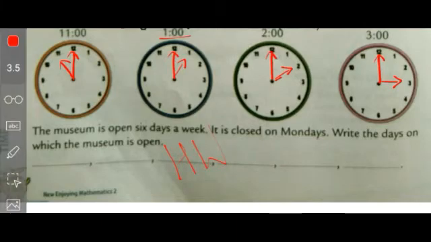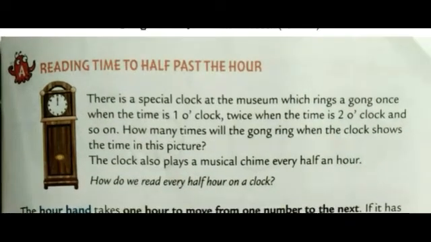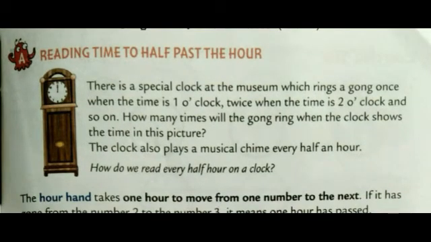Okay. Moving on to our next topic. That is reading time to half past the hour. There is a special clock at the museum which rings a gong once when the clock is 1 o'clock, twice when the clock time is 2 o'clock, and so on. How many times will the gong ring when the clock shows the time in this picture? So we can see the time is 12. So you have to find out how many times the gong will ring when time is 12.